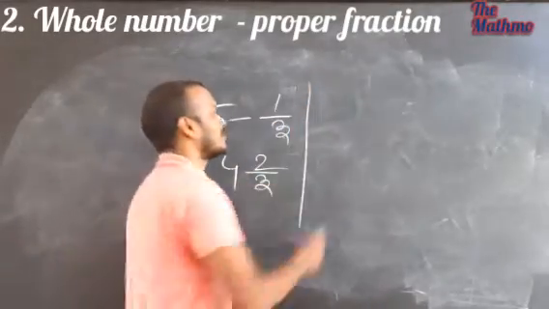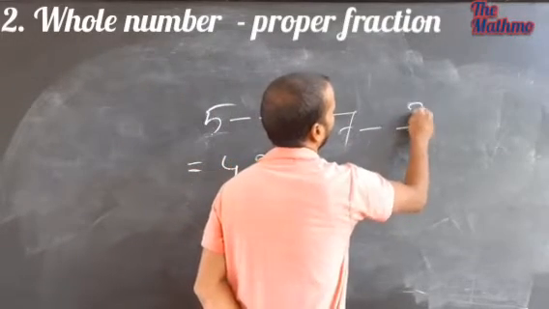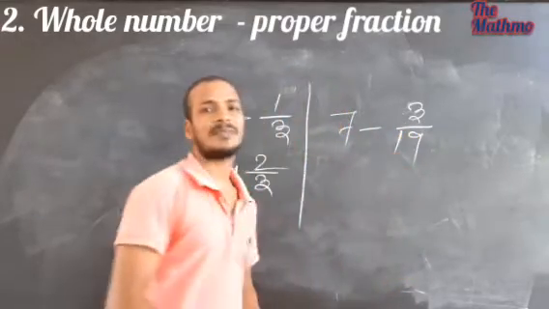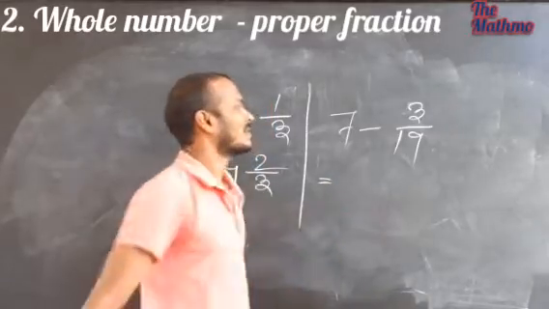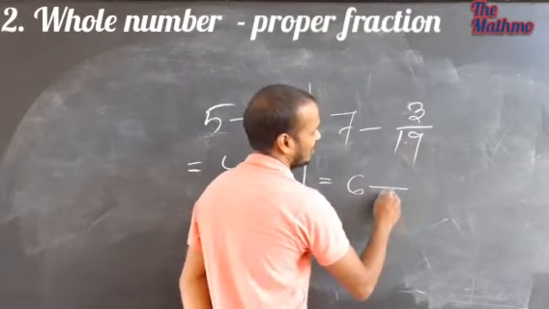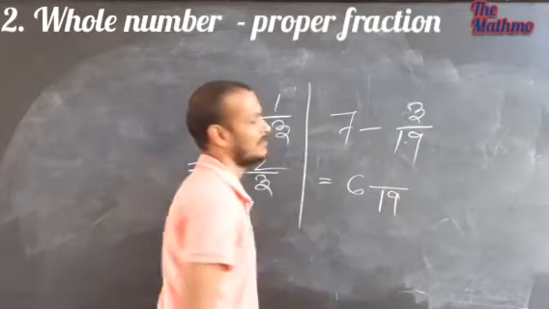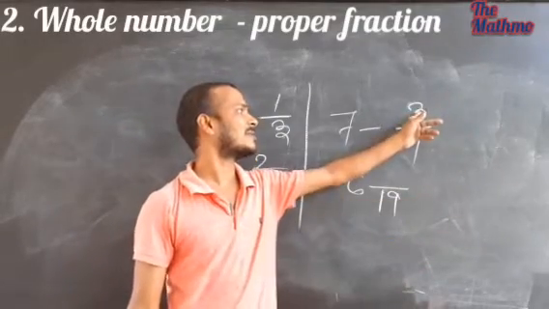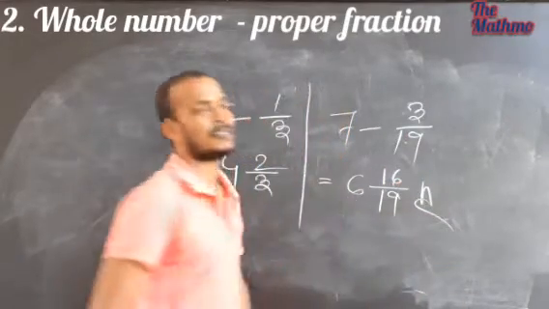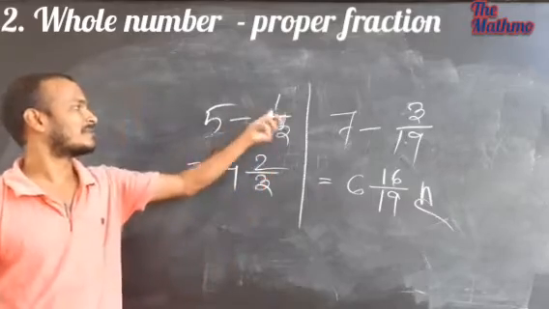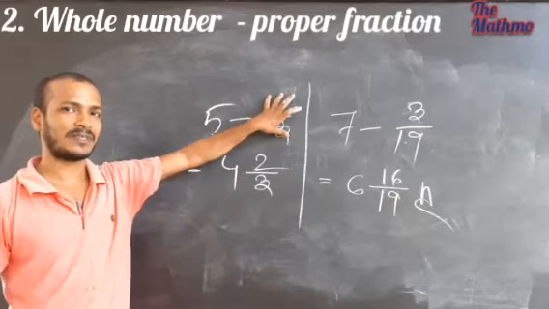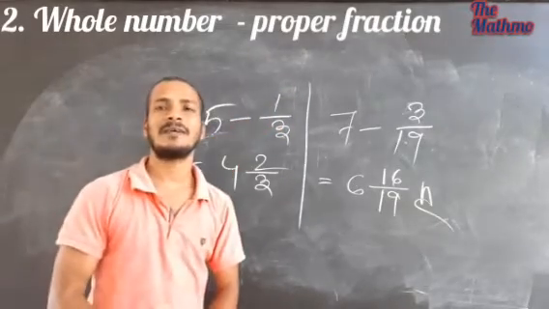Okay, let us see one more example. 7 minus 3 by 19. So how to do? You have to subtract 1 from this number, so it will be 6. And for the fraction, you keep the denominator the same, and you subtract the numerator from the denominator. 19 minus 3 is 16, and that's your answer. This works when you are subtracting a proper fraction from a whole number. When it is a proper fraction, then you can do this. Okay.